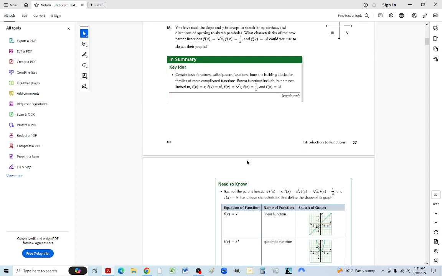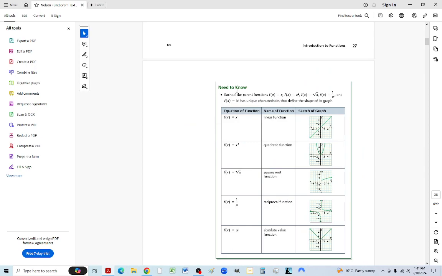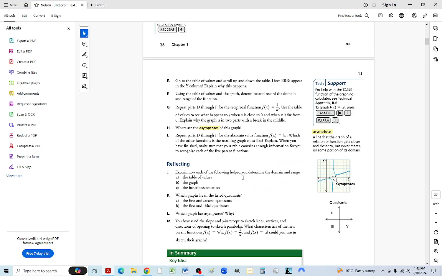Parent functions, you and I sort of covered that a little bit. See, they kind of go over the generalization of a linear function, a quadratic function, square root function, also called, doesn't matter, reciprocal function, absolute function. Radical was what I was looking for. And that's just a summary.